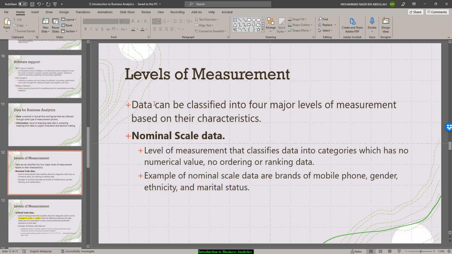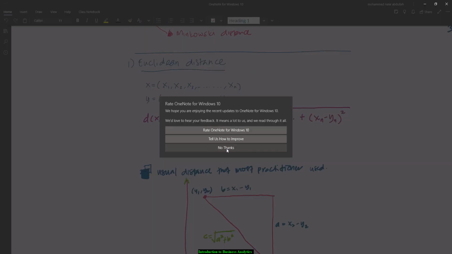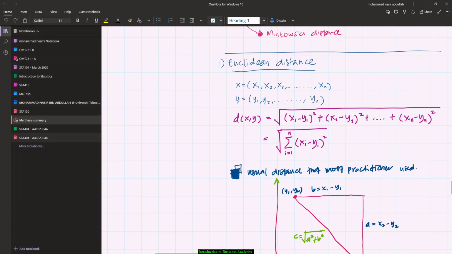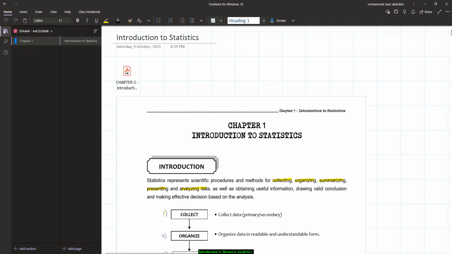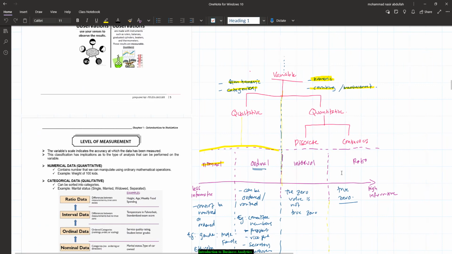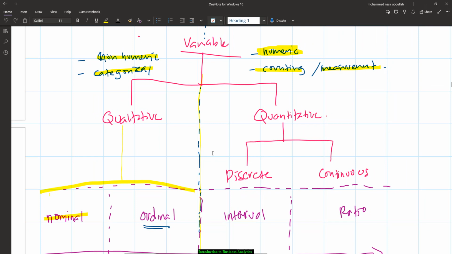Right, since we are talking about data, let me close this one for a while. Let's look into this. Okay, this one. Okay, tadi kita ada cakap kan berkenaan dengan qualitative and quantitative. Remember? Qualitative and quantitative. Since we are talking about data.